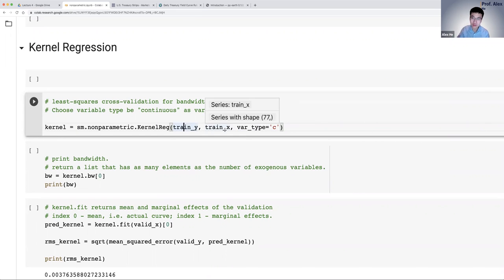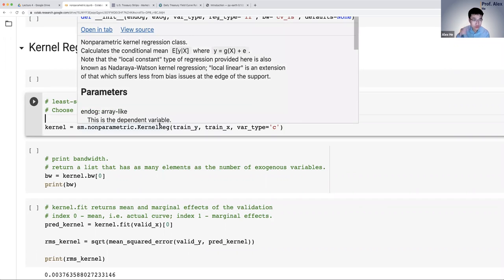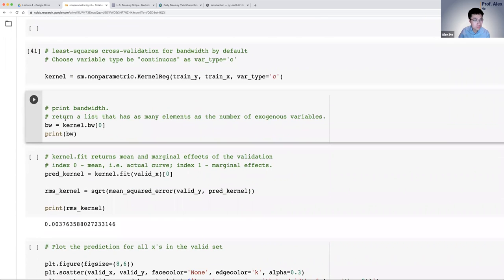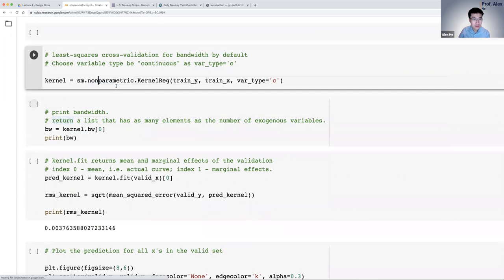So we talk about the leave-one-out cross-validation. For each observation, you fit the kernel regression to all the rest of the observations, and then calculate the RMSE for that observation. And then you do it n times and take the average. Okay, so that's the process it takes here to select that optimal bandwidth. So this can take some time if your data is big.